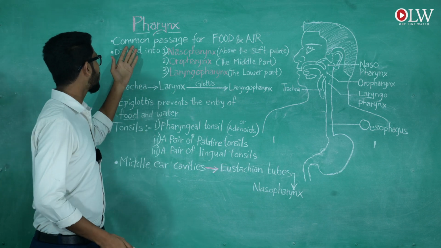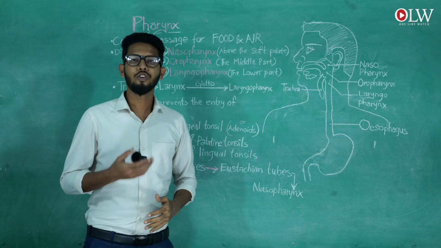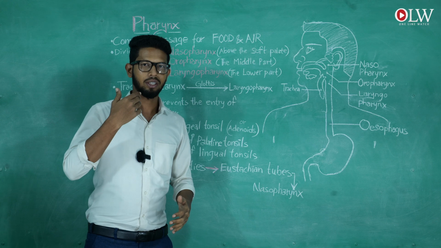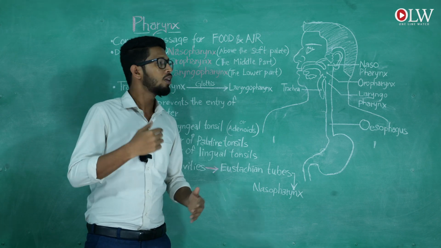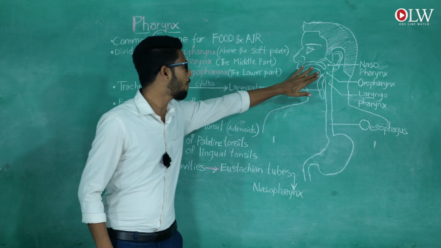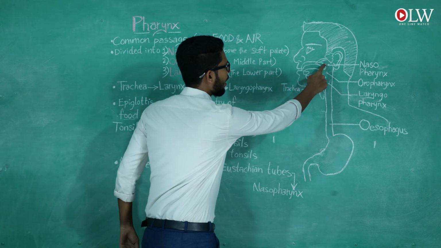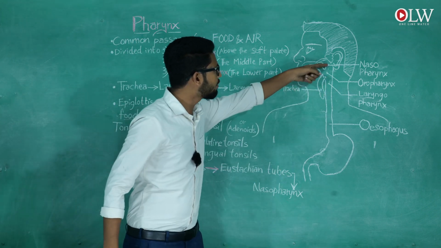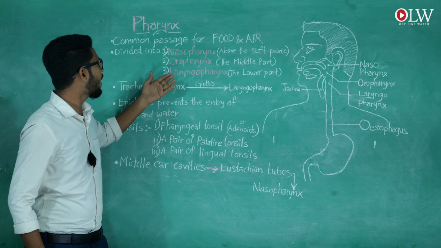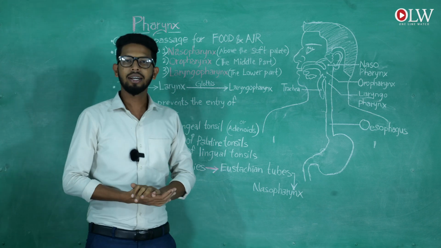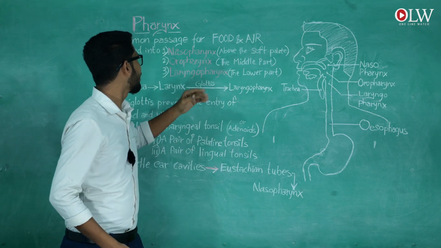Here the pharynx is the common passage for food and the air which we breathe. So in respiration and for the ingestion of food, the pharynx is the common passage. This is the pharynx, and it is divided into the nasopharynx, oropharynx and laryngopharynx. Let us see where they are located.